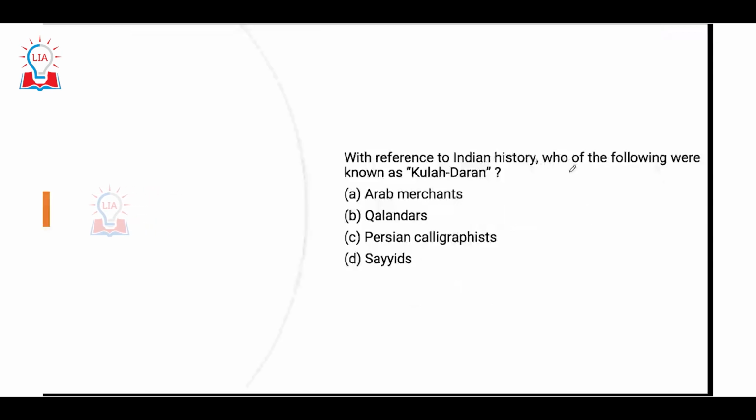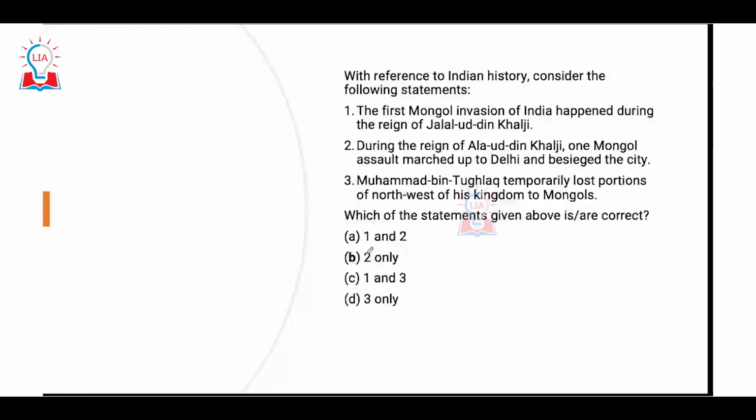With reference to Indian history, who of the following were called as Kula Dharan? Okay, Kulah Dharan. Kula Dharan refers to people who wear a particular type of cap which is pointed. Okay, pointed cap. That is Sayyids. It was Sayyids who wore this particular type of cap, because of which they were called Kula Dharan.